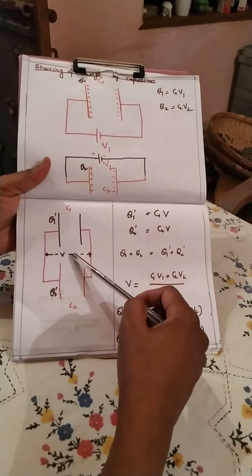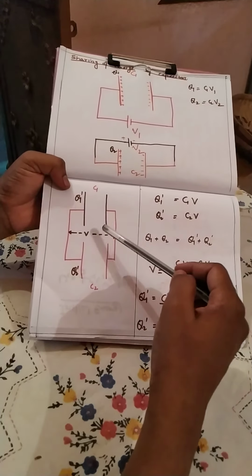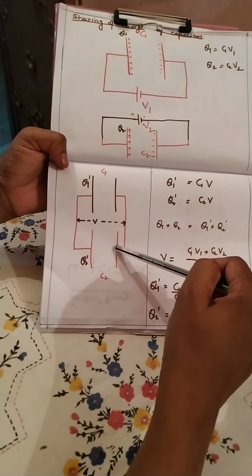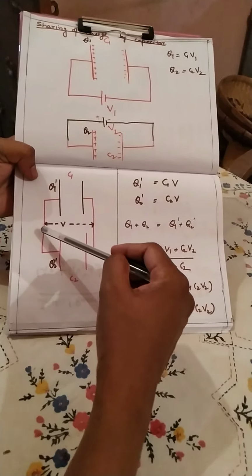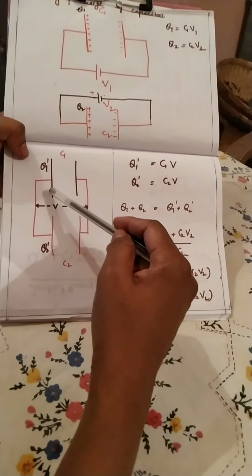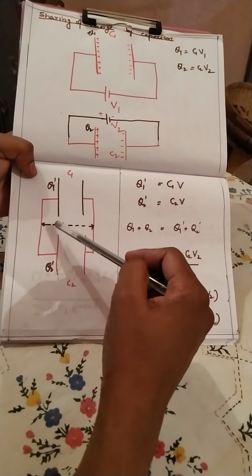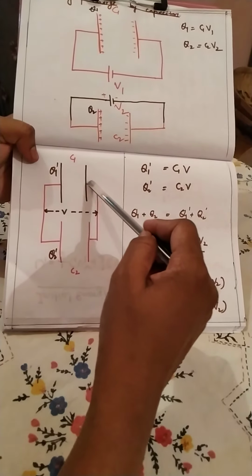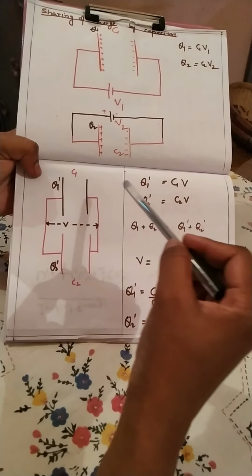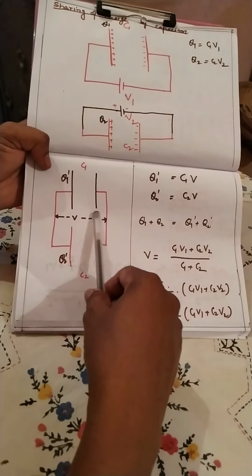Now, up to when will this flow of charge continue? Very simple: charge will flow from one plate to another until the potential difference becomes the same. That is, these two plates will be at the same potential, and again these two plates will be at the same potential. These are the negative plates, these are the positive plates. It means the potential difference across both the capacitors will become the same.